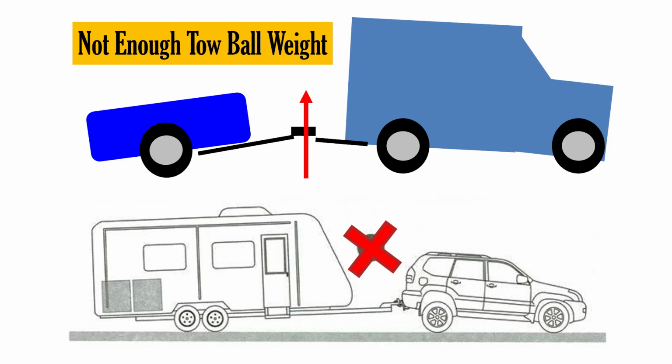Too much upwards pressure on the tow ball will unweight and lift the tow vehicle's rear suspension and force the front wheels down. Positioning heavy loads too far to the rear of the trailer creates this upwards pressure, which creates trailer sway that can lead to jackknifing.